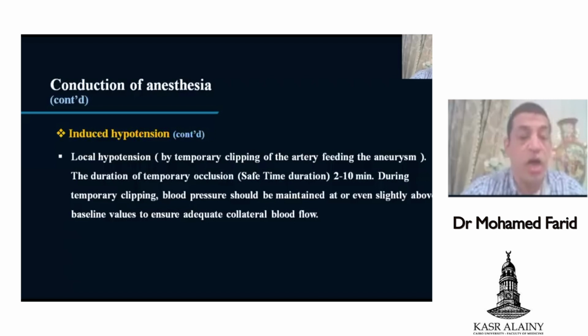We can induce local hypotension by temporary clipping of the artery feeding the aneurysm. The safe duration of the temporary occlusion is from 2 to 10 minutes, regarding the site of the aneurysm and the age and other comorbidities. During temporary clipping, blood pressure should be maintained at or even slightly above the baseline values to ensure adequate collateral blood flow.